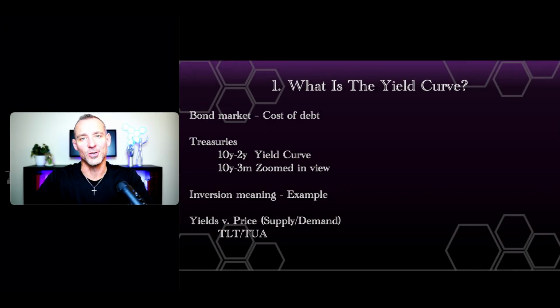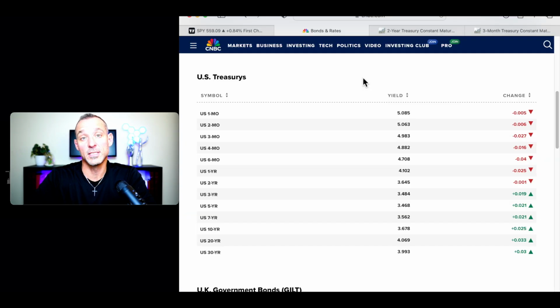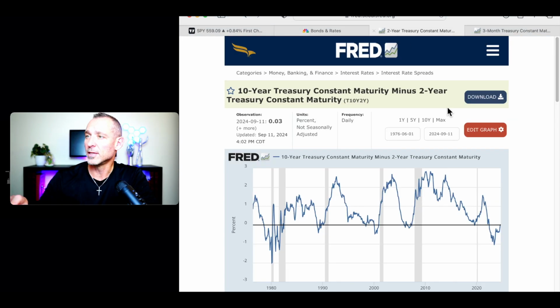What is the yield curve? The yield curve has to do with the bond market, specifically treasuries. The Treasury Department issues treasuries in increments based on time. This list that's on the screen now is the current list of yields, the percentage rate of interest the U.S. government will pay for debt based on that increment of time. The yield curve is where they take the 10-year Treasury minus the 2-year Treasury.